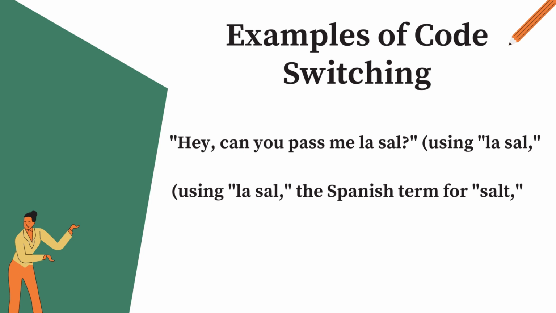So in this sentence, you can observe that there is a full switch from one language to another. "Hey, can you pass me" is an English utterance which is followed by a Spanish term, "la sal", and there is a full switch. First, there is the English language, which is then followed by a Spanish term.